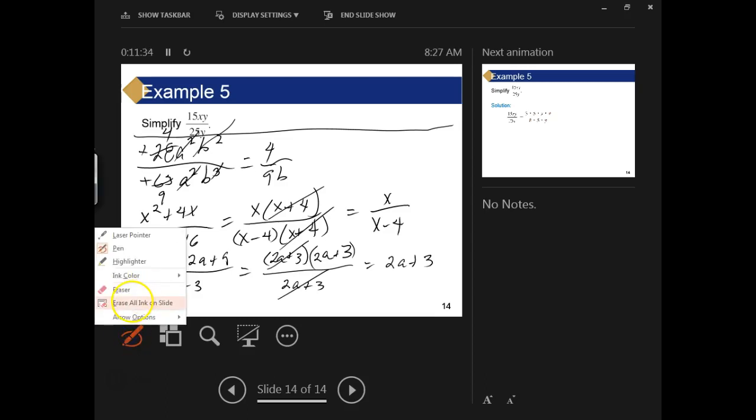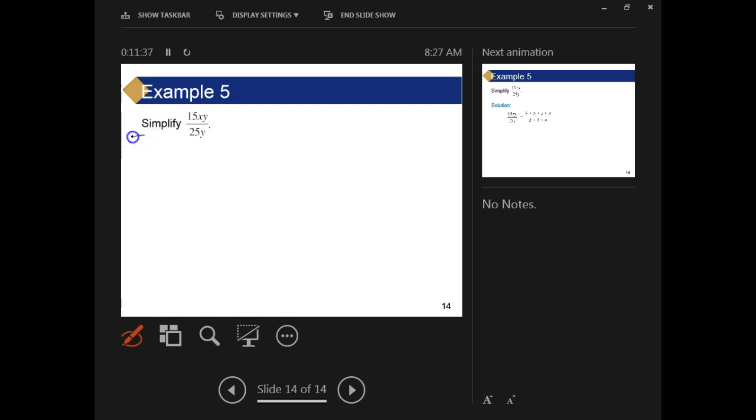Let's erase all the ink and go back to Example 10. 5n squared plus 6n minus 8 divided by 10n squared minus 3n minus 4. What would be your approach here?